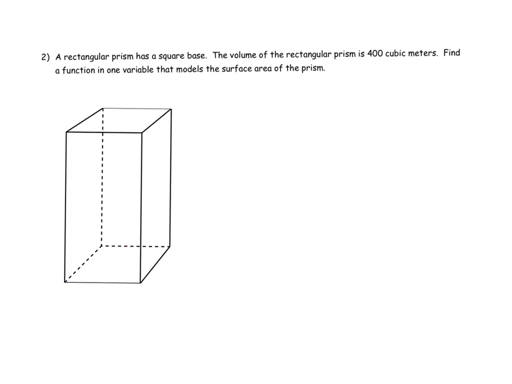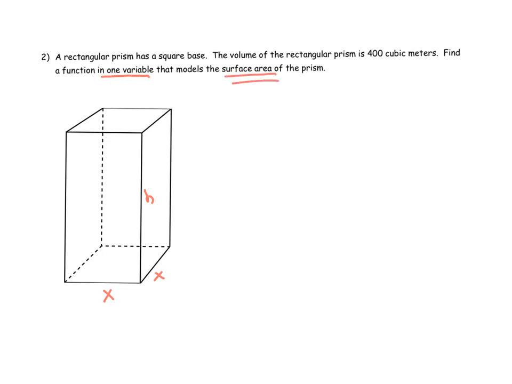Okay, here I'm given a rectangular prism with a square base. It says that the volume of the rectangular prism is 400 cubic meters. Find a function in one variable that models the surface area of the prism. Okay, so we need to put some variables here. We know that it has a square base, so let's call that side x and that x, since it's a square. The height must be a different variable, so we need to put an h there. Okay, so let's go to what we're asked. It says find a function in one variable, that's key, that models the surface area of the prism.